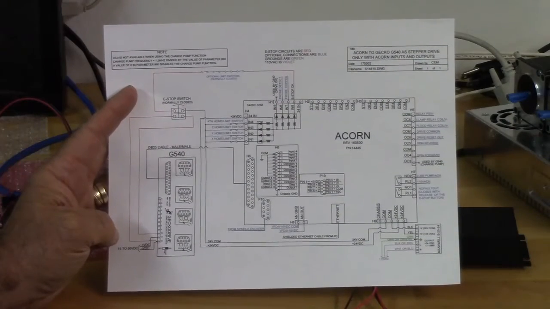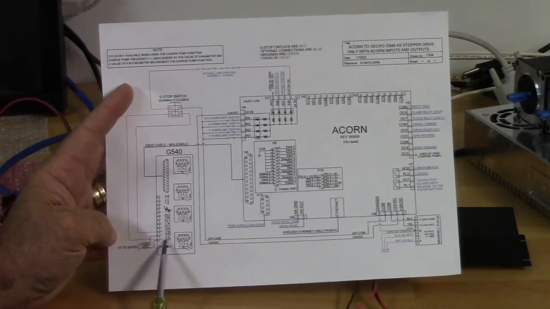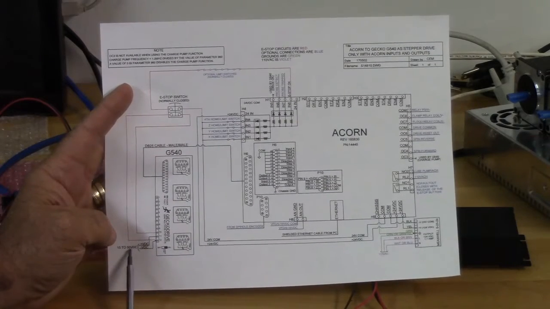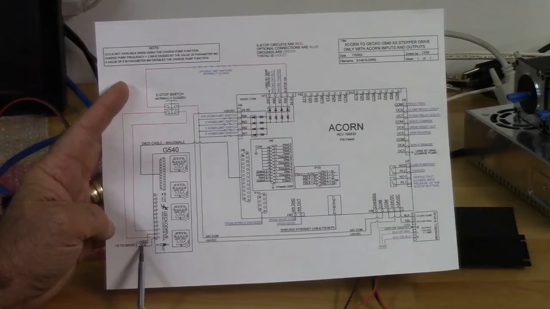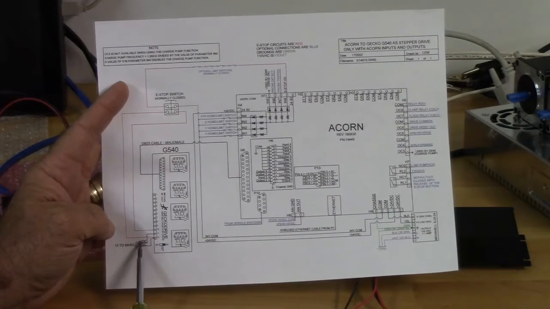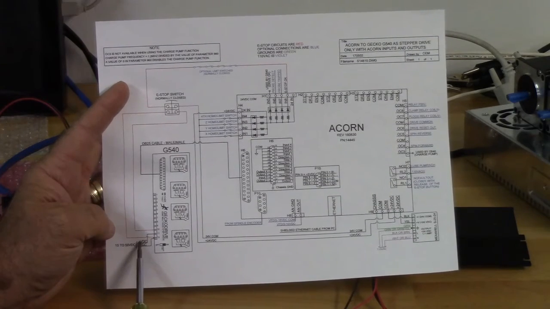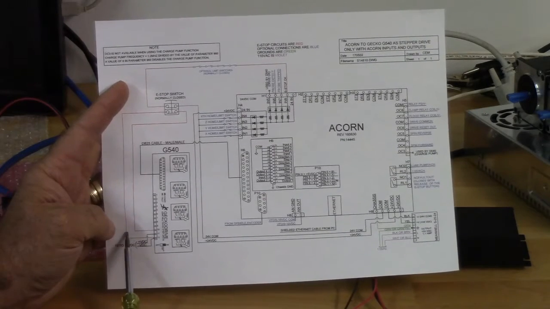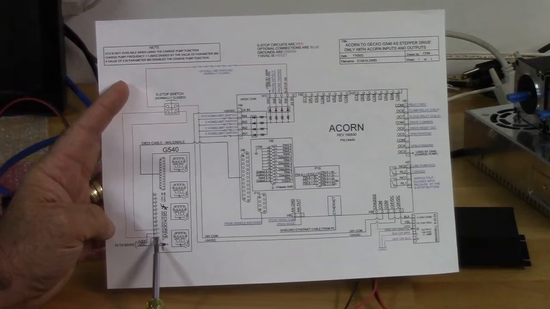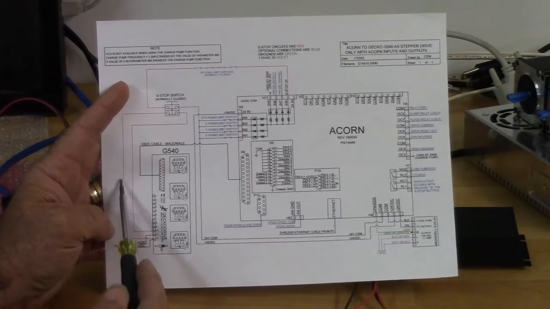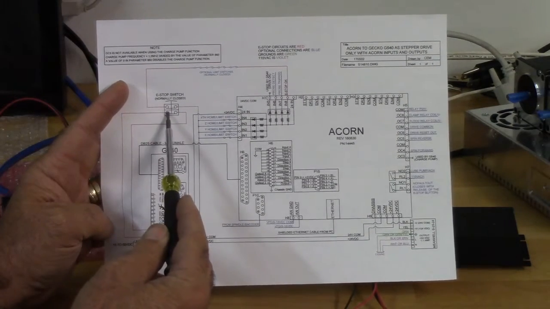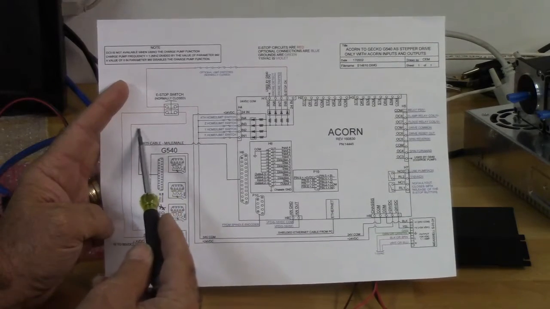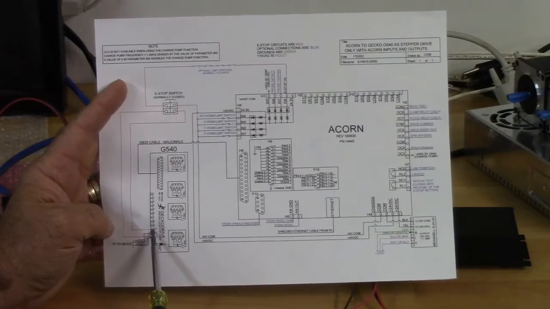Okay, let's go over the Acorn schematic. Down here, this is the Gecko Drive G540. And pin 12 is going to our 48 volt power supply, negative. Pin 11 is going to the positive side of our 48 volt power supply. And then you'll notice this wire here is our e-stop circuit coming from pin 12, which is our common. It goes up to one side of the contact block on our e-stop switch. And then the other side of the contact block, that wire comes down and goes to pin 10.